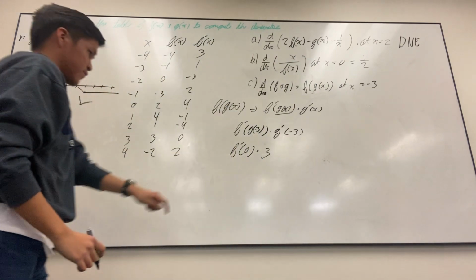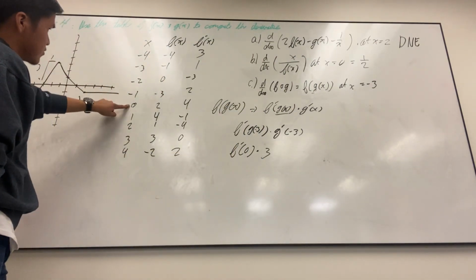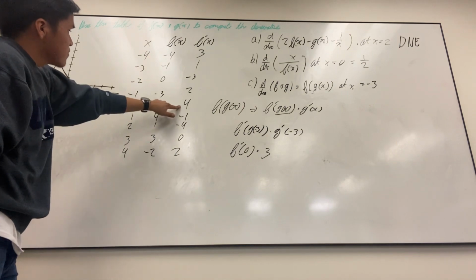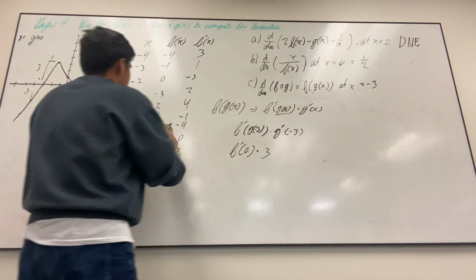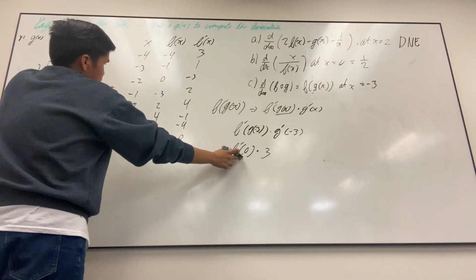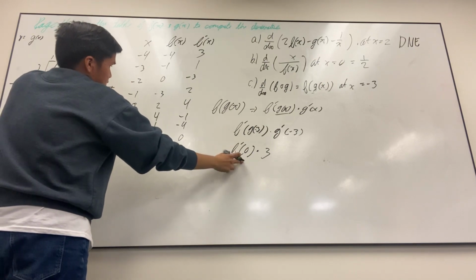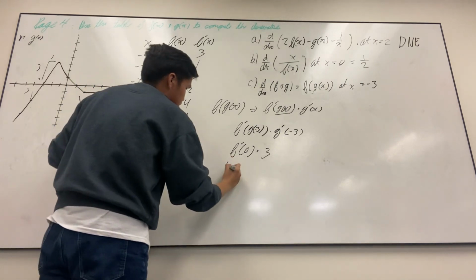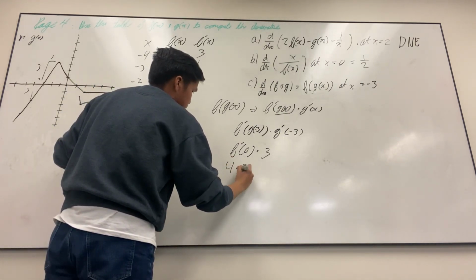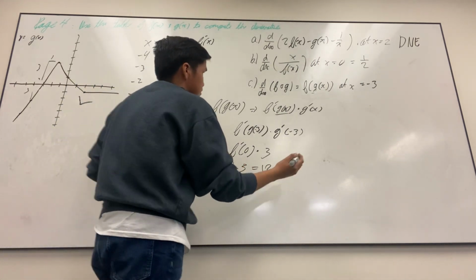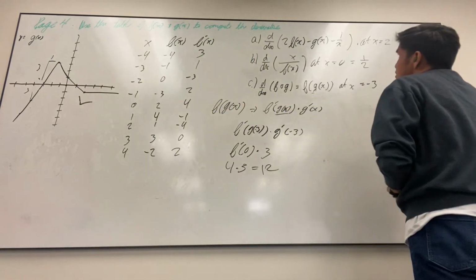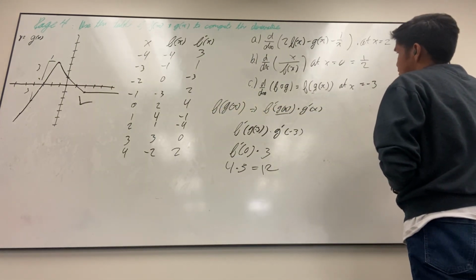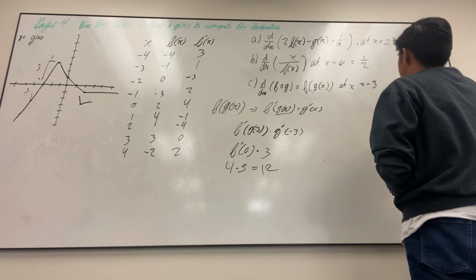Now look back at f prime of 0. So at 0, look at f, so the x would be 0, and f prime of x would be 4, because that's our x value. So we have 4 times 3, which is 12. And this is our derivative for f of g of x at x equals -3.